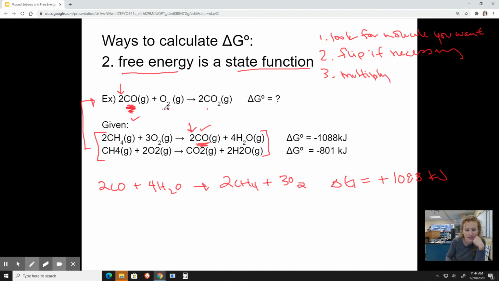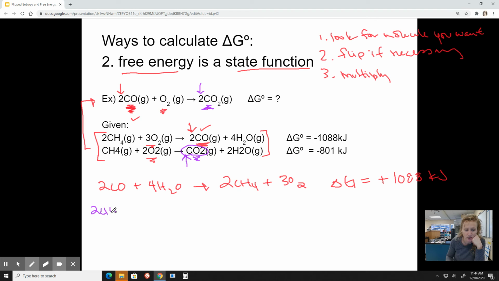All right, oxygen is actually in both. So I'm going to skip oxygen and just hope that it works itself out. Let's see if I'm right about that. All right, carbon dioxide is here. So I want it as a product. It is currently a product. I do not have to flip it. I want 2 of them. I currently have 1 of them. I do have to multiply it. So I'm going to multiply everything by 2.